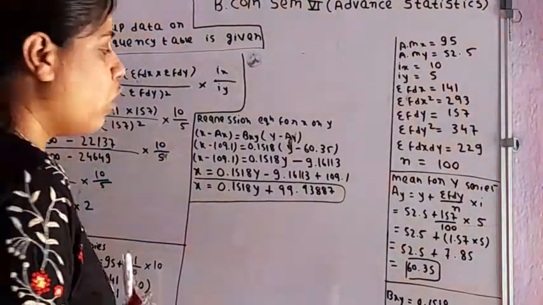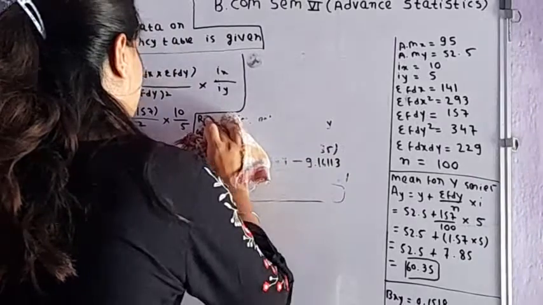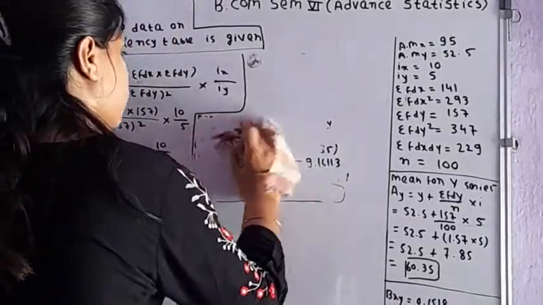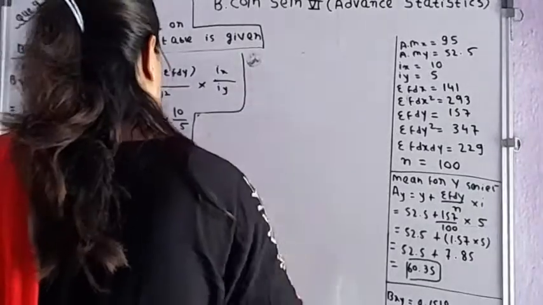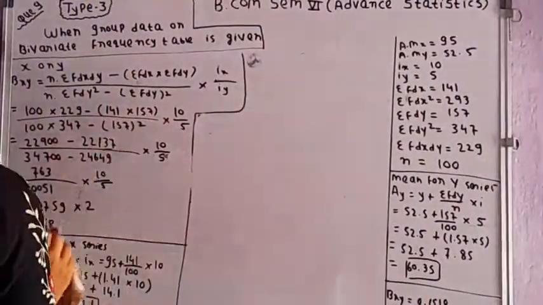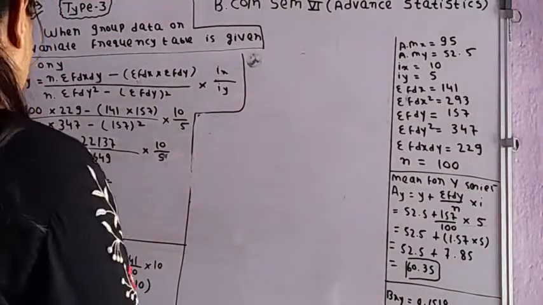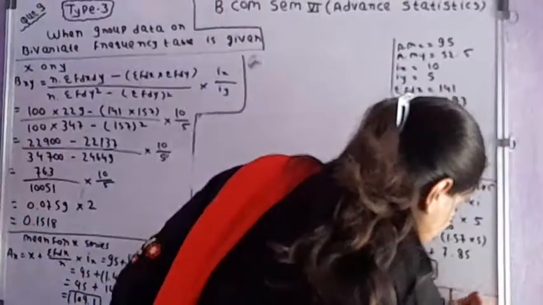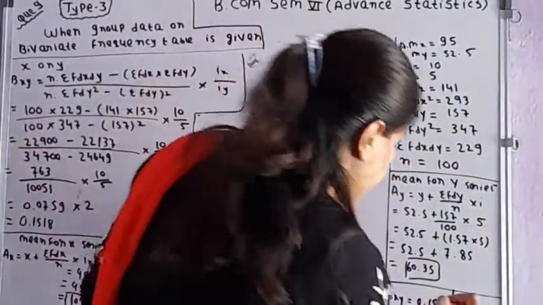As we have lack of space, I have to erase it. So let's start the procedure to find out the regression coefficient of y on x. The mean of x series would be required. That is why we will write the mean of x series over here. Ax is equal to 109.1.